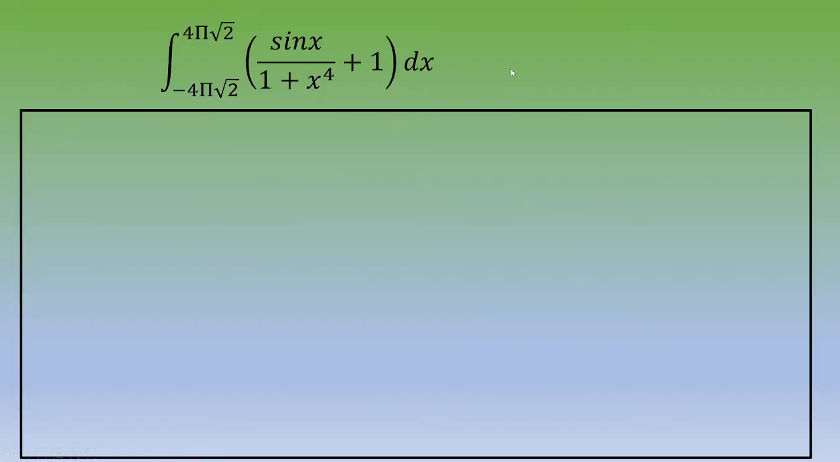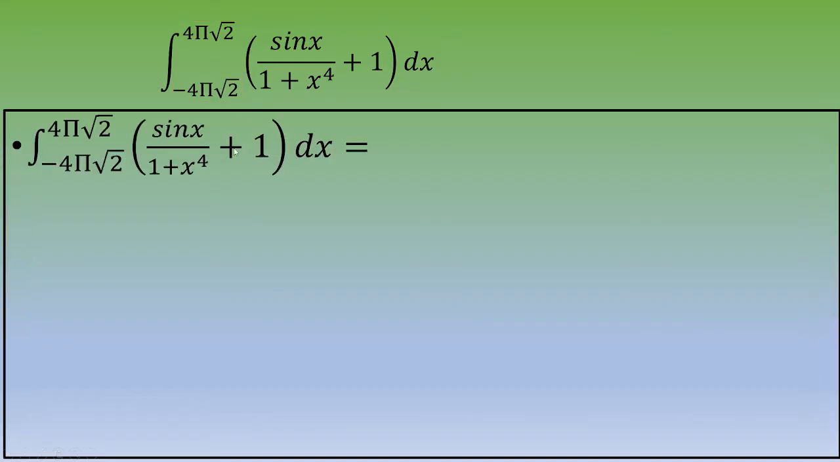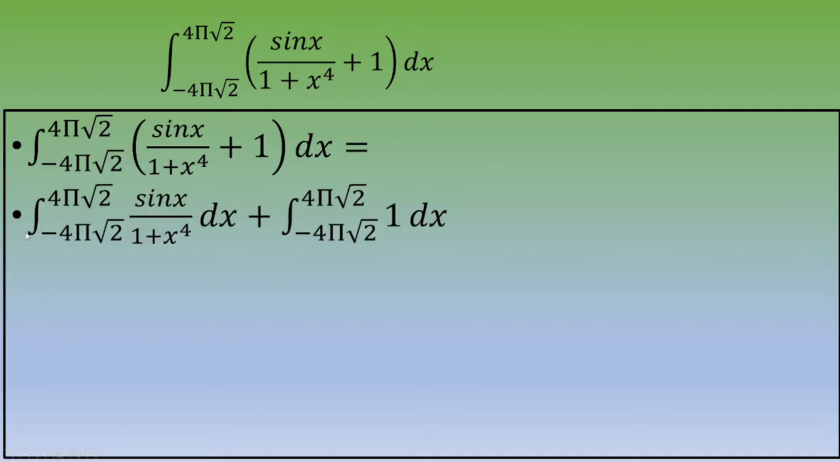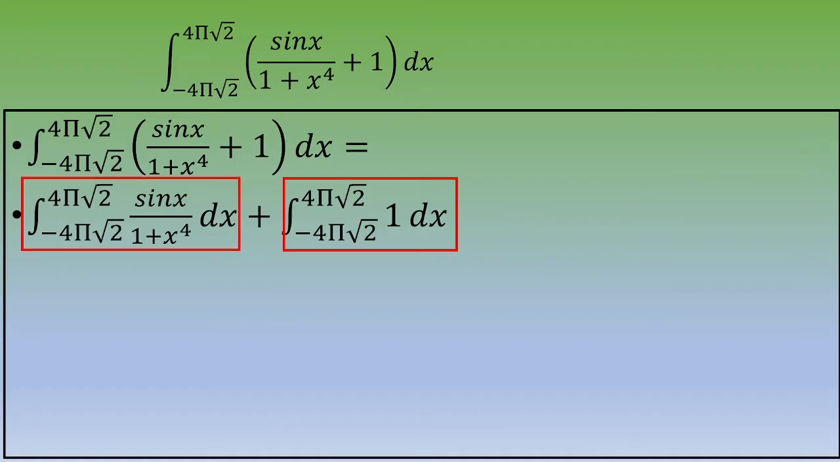So for this integral, the first thing to notice is that these two limits are two opposite numbers, like a and negative a. In this integral, we've got a plus, so we can split it into two integrals. First one, the integral from negative 4 pi square root of 2 to 4 pi square root of 2 of sin x upon 1 plus x to the 4 dx, plus the integral from negative 4 pi square root of 2 to 4 pi square root of 2 of 1 dx. This integral is easy to calculate. Let's focus on this one.